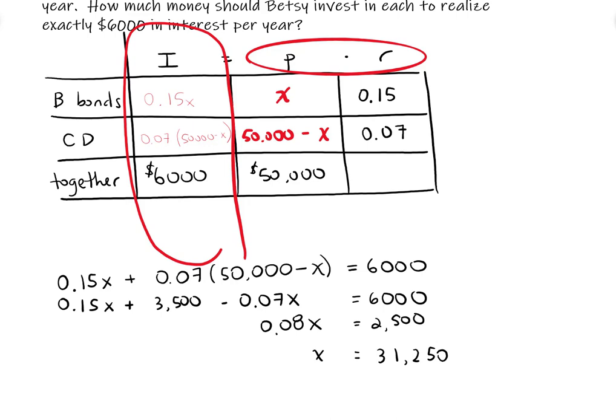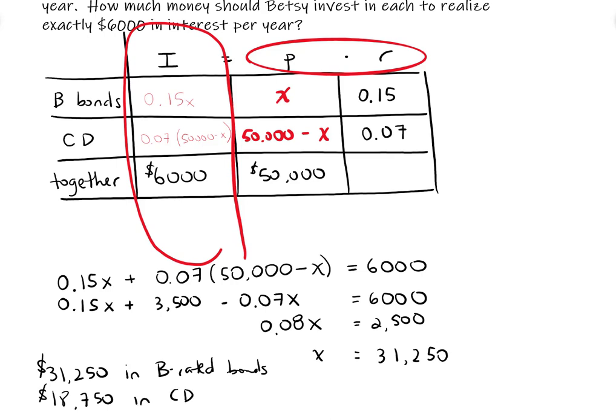Now, that's my answer for X, which means that's how much I should put in the B bonds. And then to figure out how much I should put into the certificate of deposit, I would just use the formula that I put right in here, 50,000 minus this. But then your answer has to be in words. So you're going to say $31,250 in B-rated bonds. And you'll get 18,750 in the certificate of deposit.